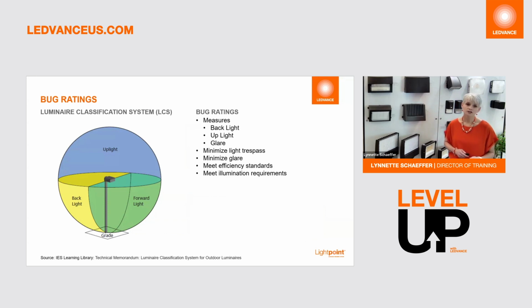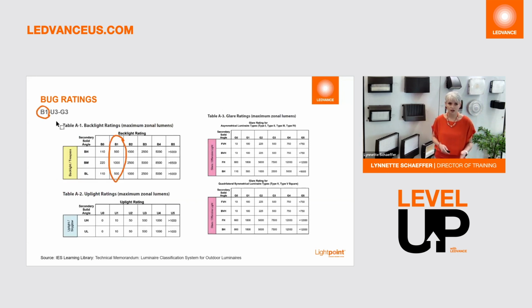The BUG ratings help to ensure that people specify products that minimize light trespass, minimize glare, meet efficacy and efficiency standards, and also meet the illumination requirements. So how do you read BUG ratings? Well, a traditional BUG rating is usually like a B1, U3, G3. The B1 is the backlight rating. So that's how much light is spilling out from behind the luminaire.